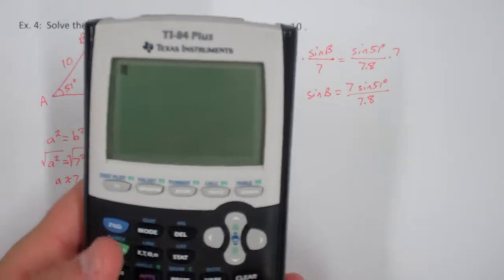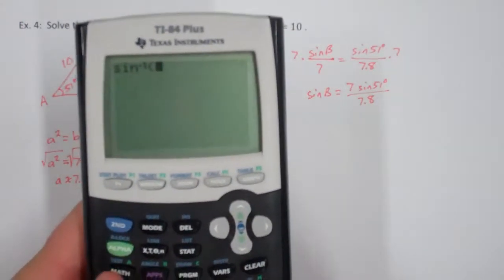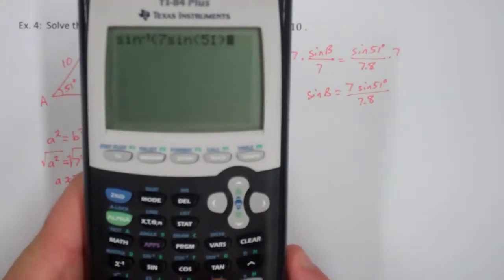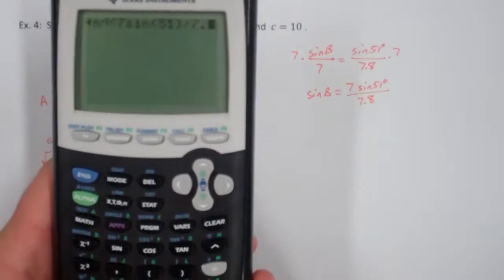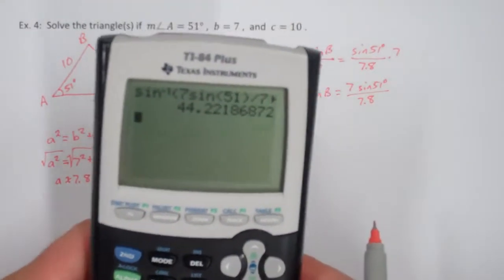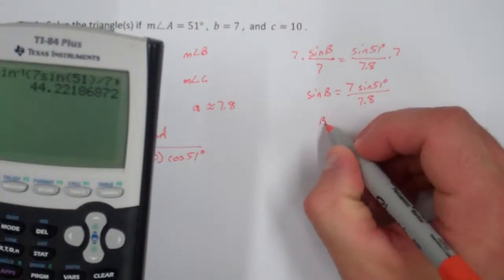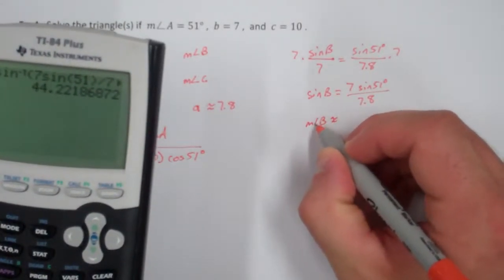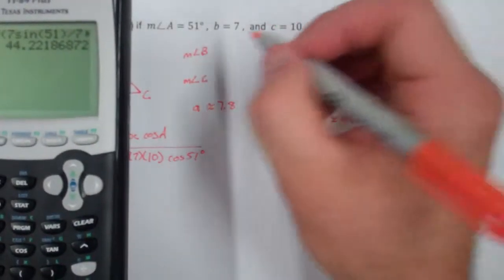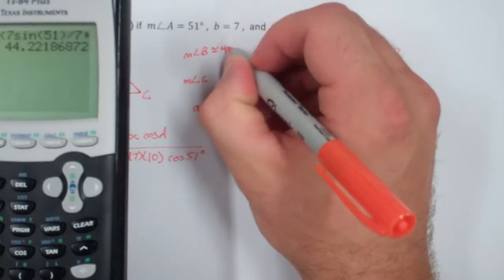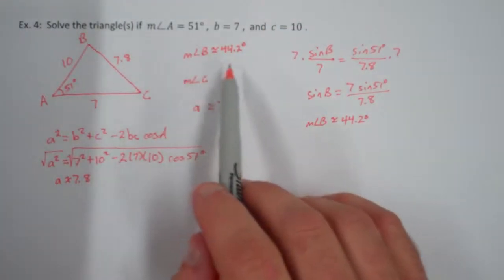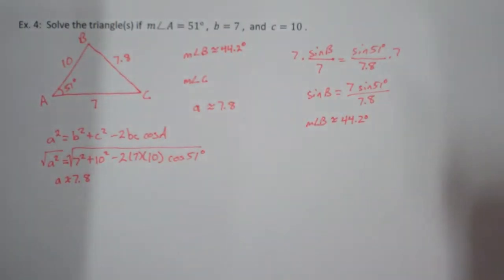So let's try that. We've got the inverse of sine, and then that's going to be 7 sine of 51 divided by 7.8, and we get about 44.2 degrees. So B is about 44.2. We can put that up here. You could, if you wanted to now, just do 51 plus 44.2 and take that away from 180.